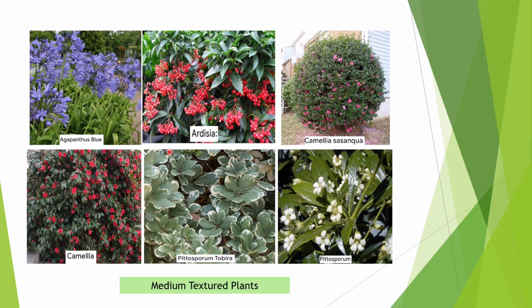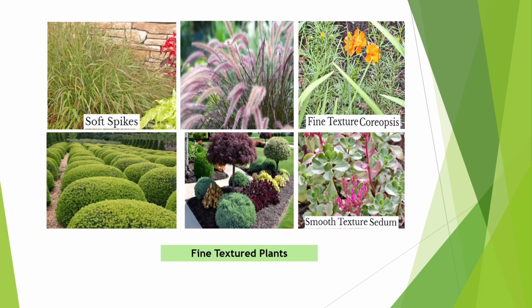Then there are the medium textured plants. Agapanthus is here, odysseia is here, camellia is there, and pittosporum is there. And these are some of the plants which have a medium type of texture. Also there are fine textured plants. The fine textured plants will have small leaves. They can be spiky, with small leaves together, compact. And these are some of the examples of fine textured plants.